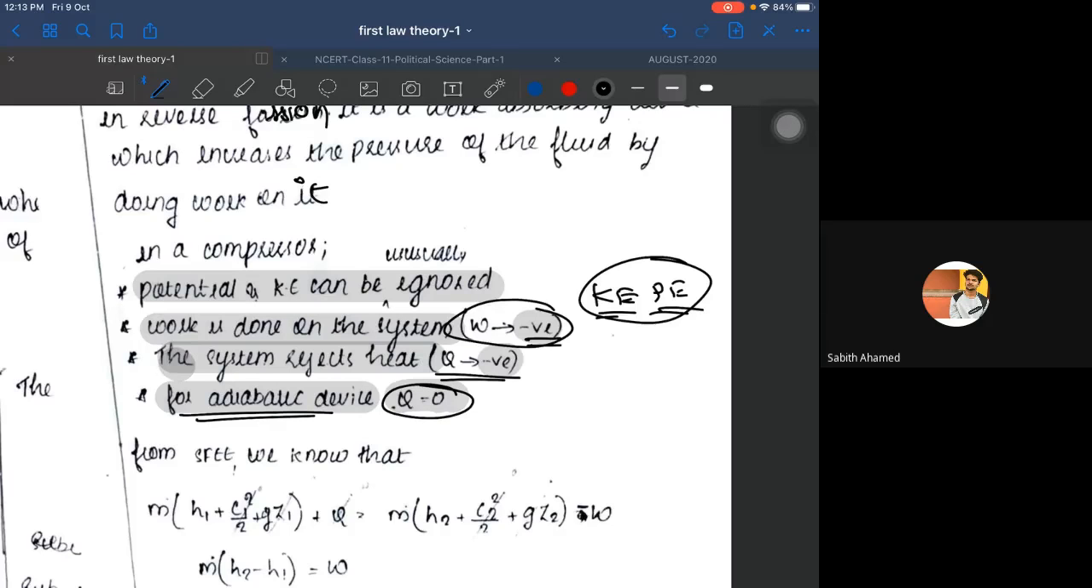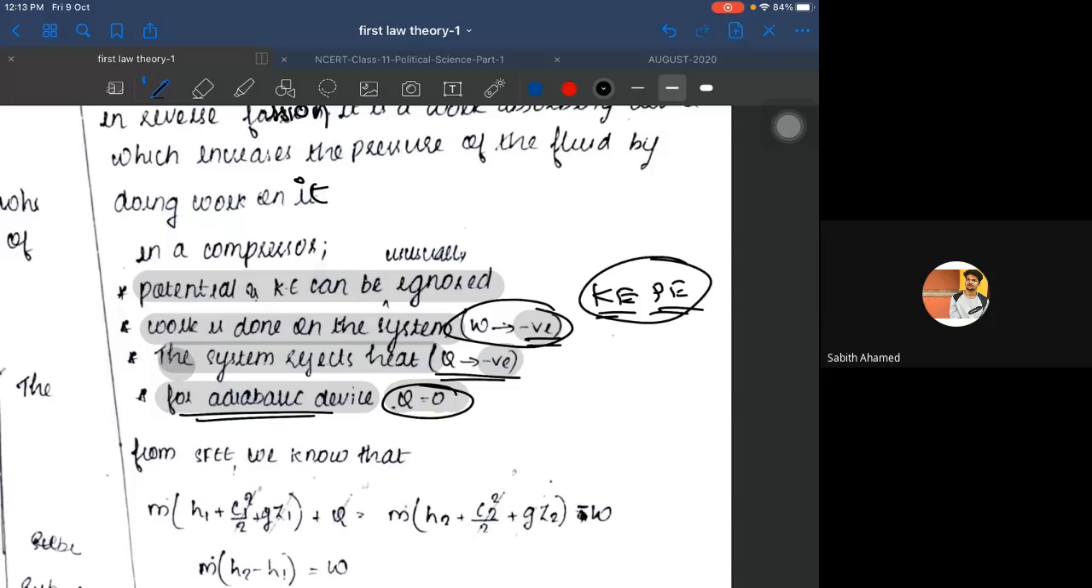Name the process in which the value of Q is 0, that is your adiabatic process. Name the process where the value of work done, W, is 0, that is your, which one? Isochoric. That's great. So the isochoric process is the process in which work done is 0. The adiabatic process is the process in which the heat flow is 0. So we will be considering this particular compressor to be adiabatic.